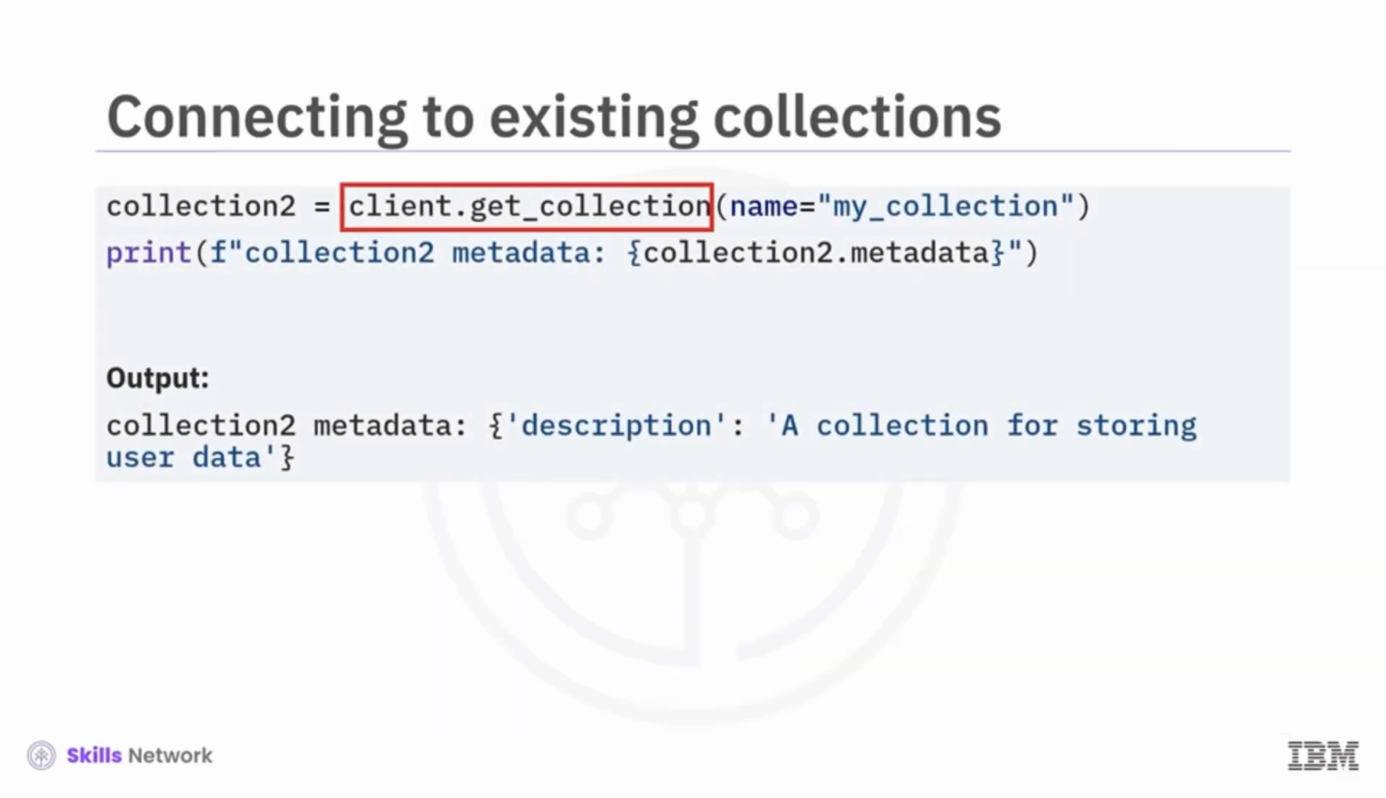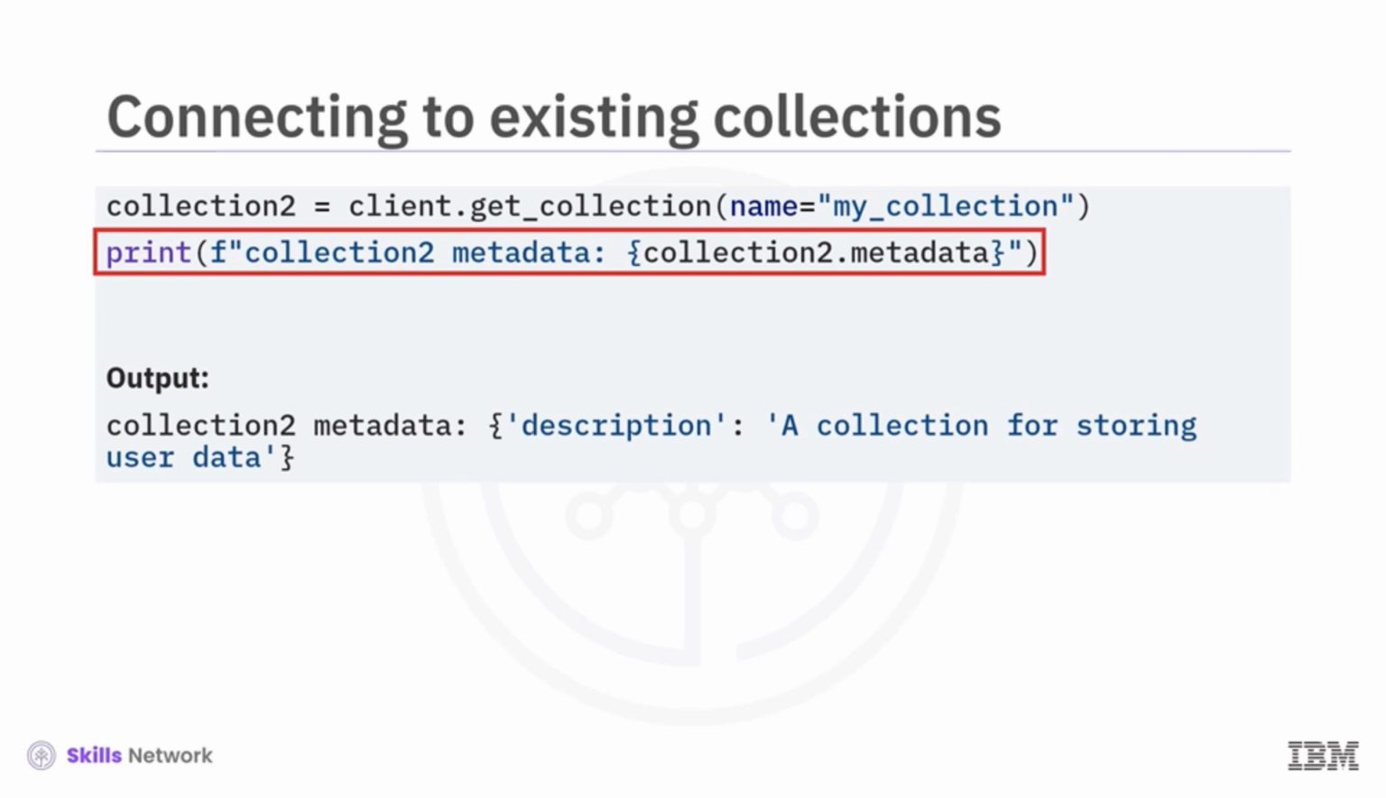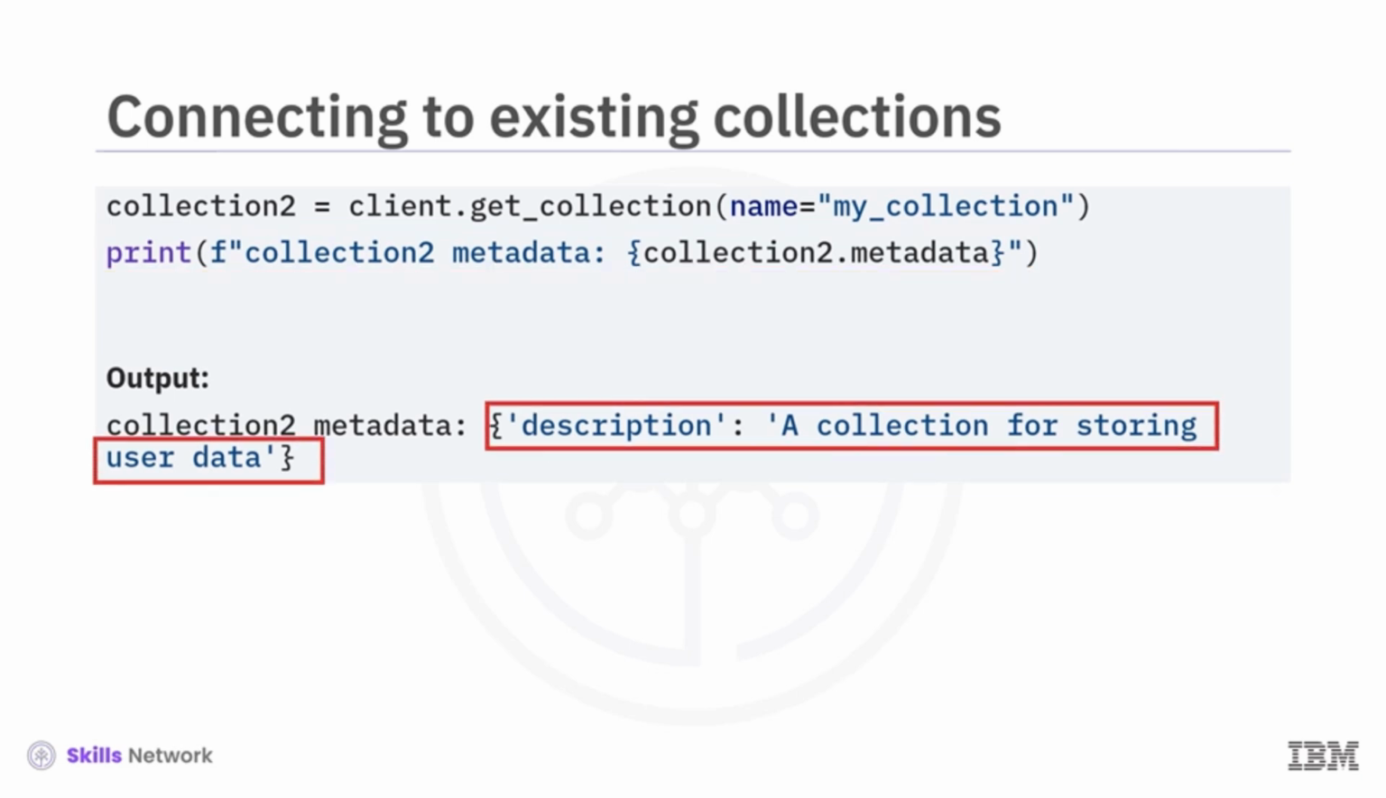If you already have a collection you would like to connect to, you can establish a connection to it using the get_collection method. In this particular case, we are connecting to the my_collection collection, the collection we defined before. We can verify this by printing the collection's metadata, which in this case is the description we defined for my_collection.